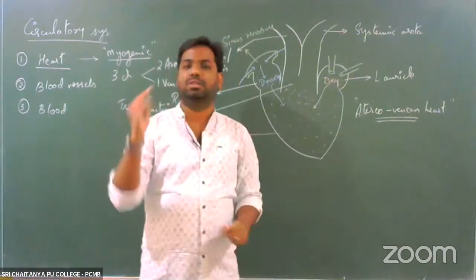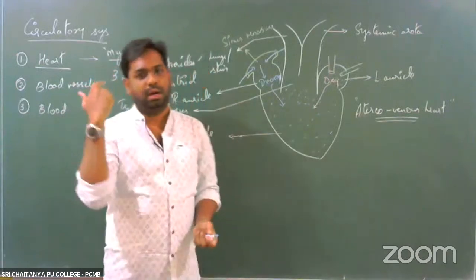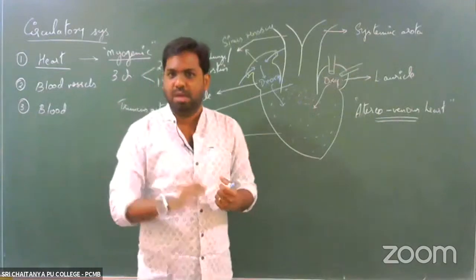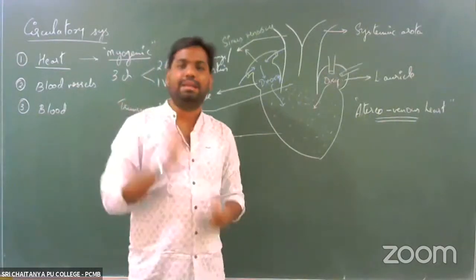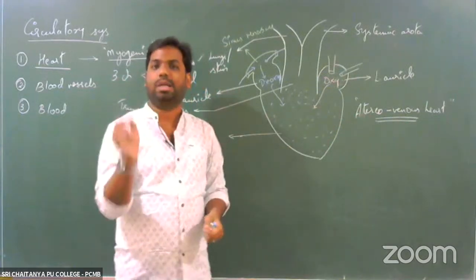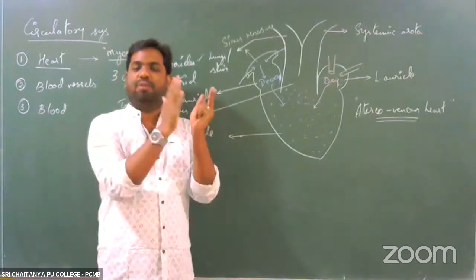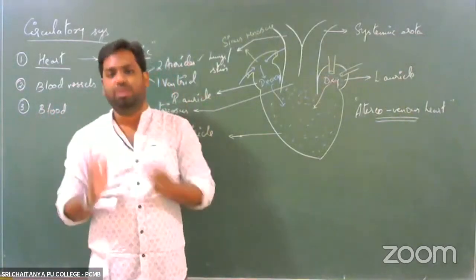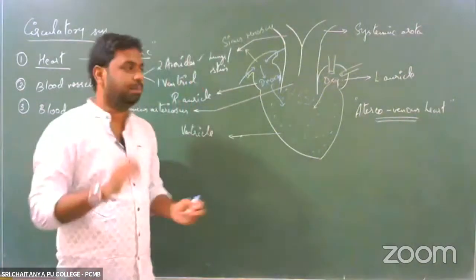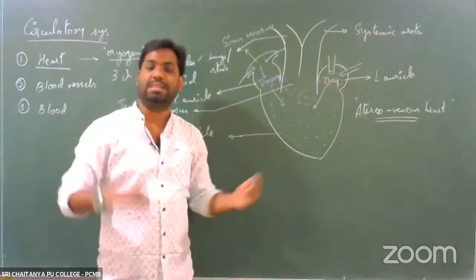So the venous heart is the one which would pump the deoxygenated blood to different parts of the body. In case of humans, the human heart is called the atrial heart. Atrial heart refers to the heart which would pump oxygenated blood to different parts of the body. If a heart pumps out oxygenated blood to different parts of the body, we would call it the atrial heart. If the heart pumps deoxygenated blood to different parts of the body, we would call it the venous heart.